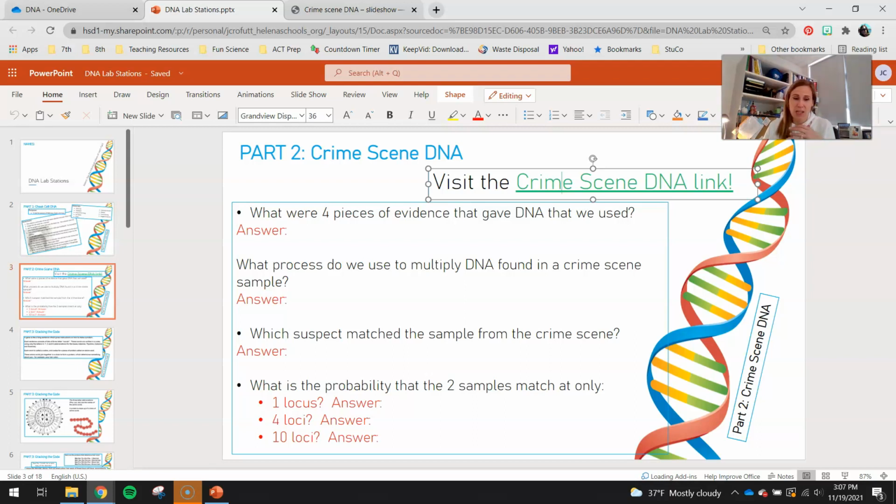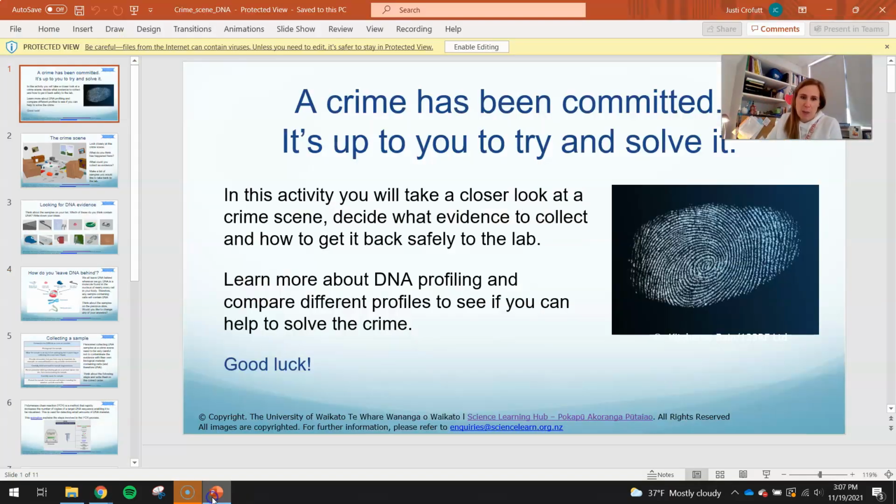Again, I'll go through that with you when we get to that point. And what is the probability that 2 samples match? When I say loci or locus, that means at one spot in the DNA. So what's the probability that 2 samples will match in only one spot? If we're comparing Johnny's DNA to Bethany's DNA, what's the chance that they're going to match at one little spot in their DNA? What about 4 spots in their DNA? What's the chance that they match in 10 different spots in their DNA? That's what that question's answering. And again, you will get the answer out of this PowerPoint.